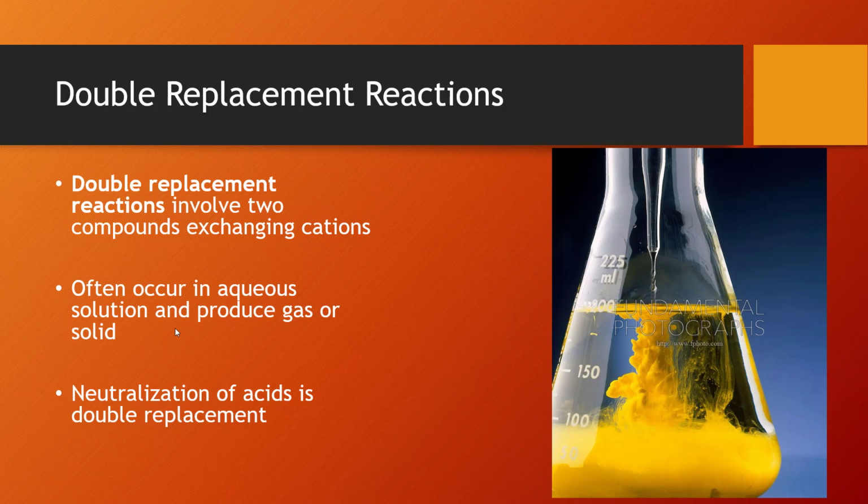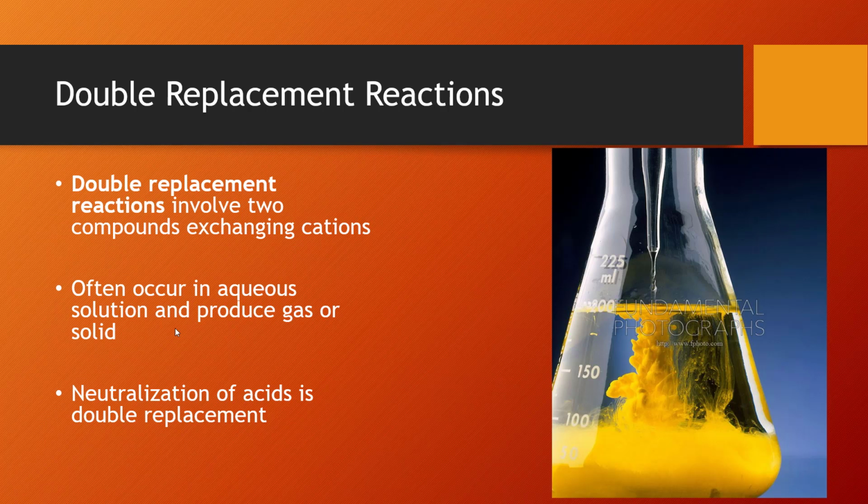Now, double replacement reactions is when two compounds are going to exchange cations. So potassium iodide is a clear colorless solution, and lead nitrate is a clear colorless solution. But when you add them together, you're going to get this yellow stuff. That's lead iodide. The potassium lost its iodide and the lead lost its nitrate, so they're going to replace there. Now, of course, you get potassium nitrate in the solution. So lead iodide and potassium nitrate.